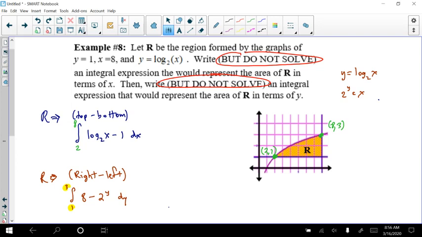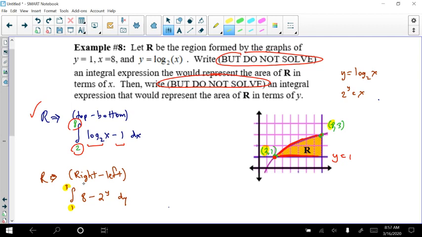So when I'm measuring it in terms of x, which is my first one, I'm thinking top minus bottom. The top function, which is this curve, and the bottom function, which is this line, y equals 1. So that's where the bottom function came in. The top function was log base 2 of x. And both of these bounds must be the x components. So at this point here and at this point here, notice that I chose the x coordinate of 2 and 8. So 2 and 8.